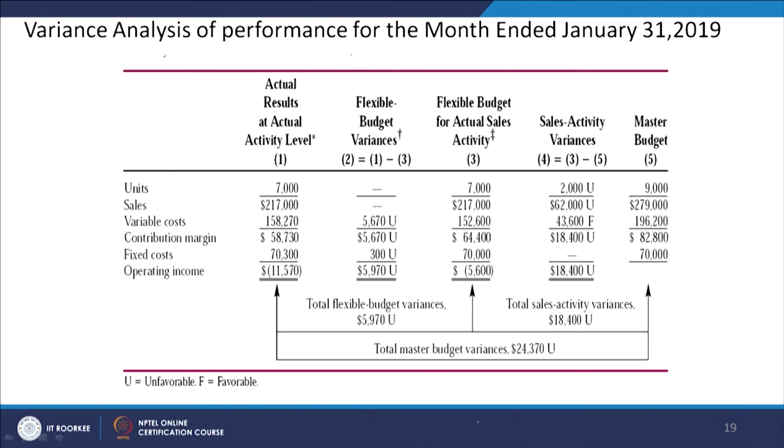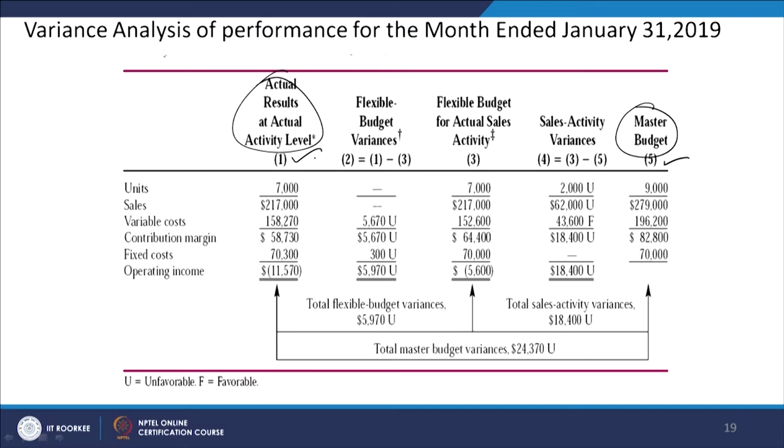Now, look at this statement, how interesting it is. The statement is variance analysis of performance for the month ended January 31, 2019, right. Now, in this case we have created some columns here. First of all, it is a master budget. Master budget was for how many units? 9,000 units, right. And what is the actual performance? Actual results at actual activity level are these. It means budget was for 9,000, but actual performance was only up to the 7,000 units which we could sell in the market.